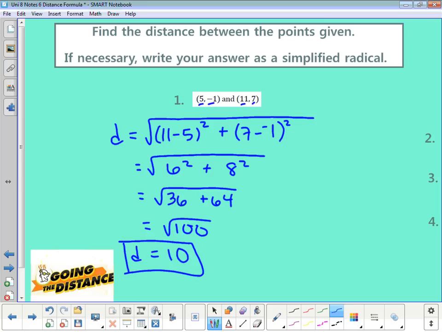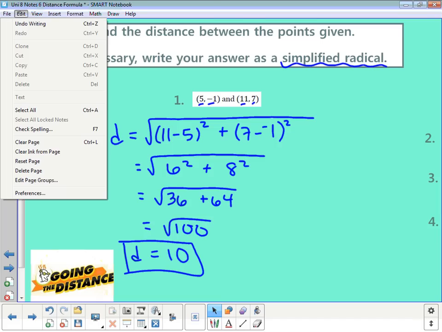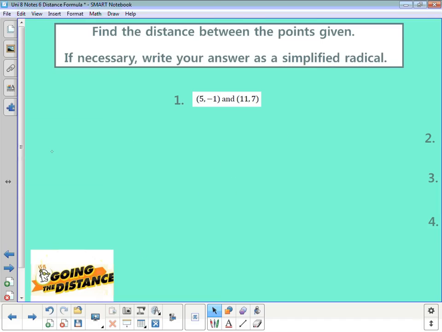After I plug them in, the calculation part of it is pretty simple. It's pretty quick. It goes fast. Notice that in the directions it says, if necessary, write your answers as simplified radicals. Here we didn't have to because we ended up with a perfect square. But if you get down to something that's not a perfect square, make sure you go ahead and simplify that radical. Let's go ahead and look at number 2.